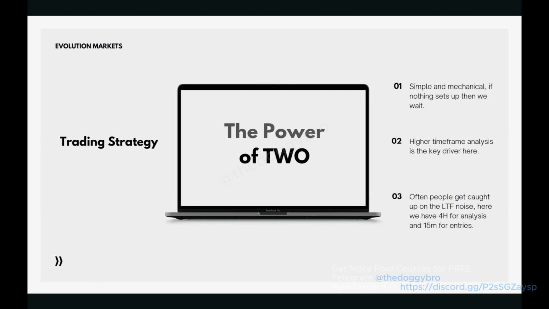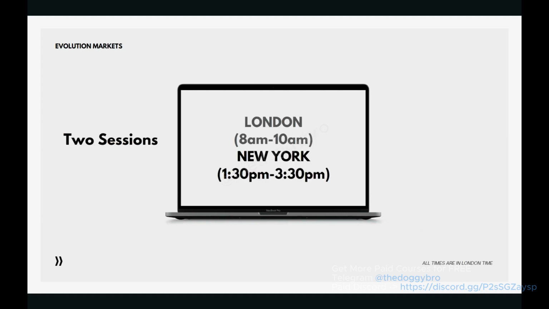So we're really filtering out all the lower time frame noise by using the 4 hour for analysis and simply the 15-minute for entries. I've covered 2 sessions already in the presentation, but here they are again. So UK times here, we've got 8 a.m. till 10 a.m. and then we have a break until we come back for New York, 1:30 till 3:30 p.m. UK time. Now again, if you're only able to trade one of these sessions, that's fine.